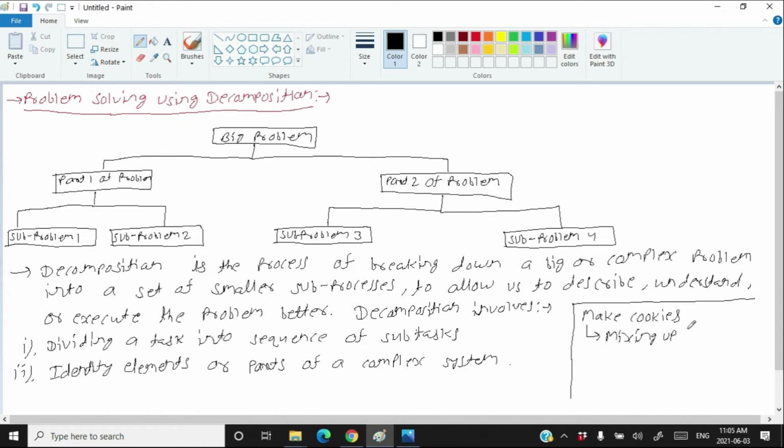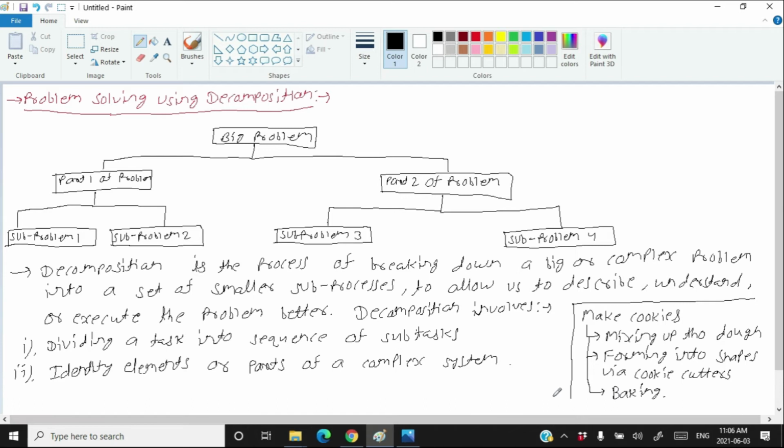The first smaller subtask you need to perform to make cookies is mixing up the dough. The second small part of this complex task is forming into shapes via cookie cutters. And the third small subpart of the complex task making cookies is baking.